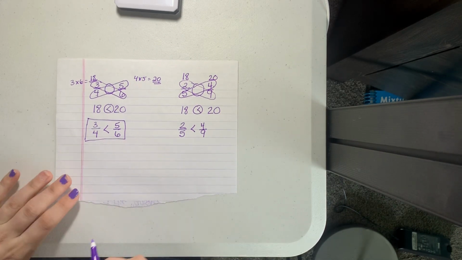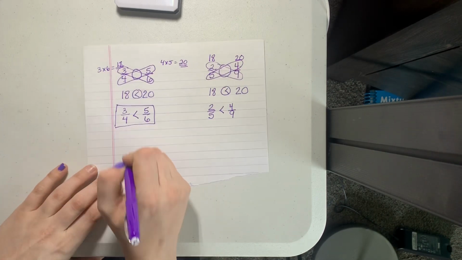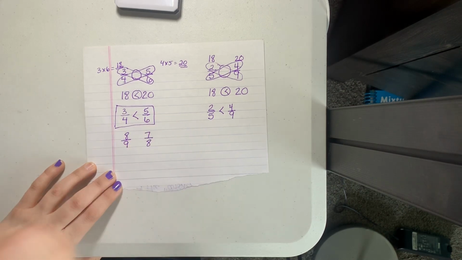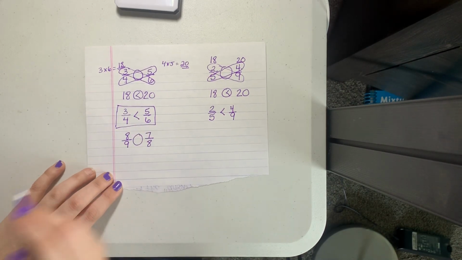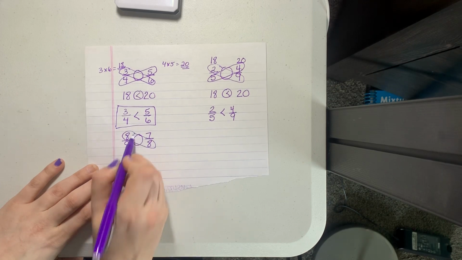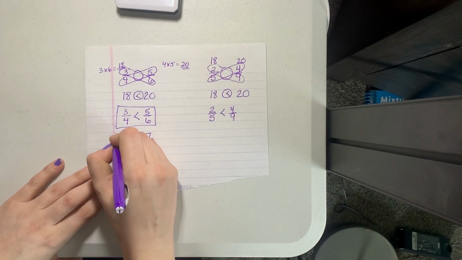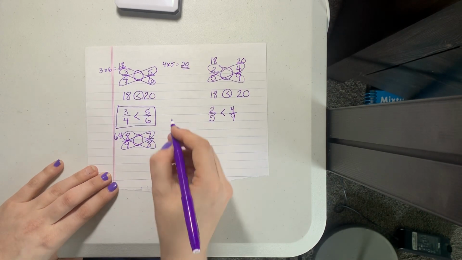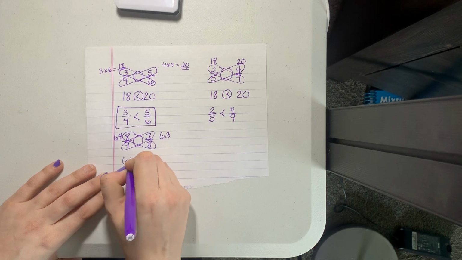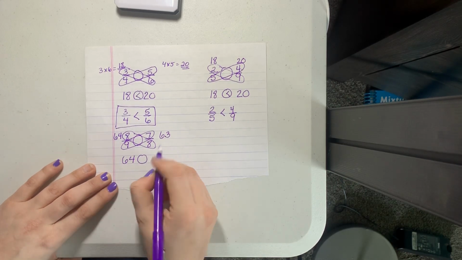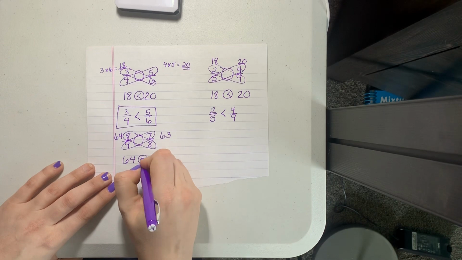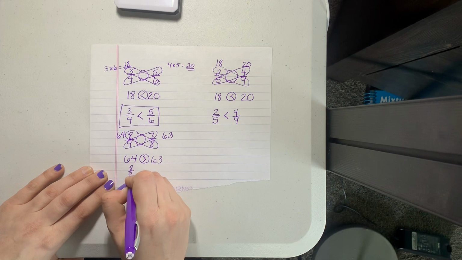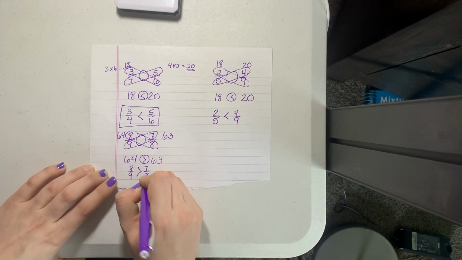All right, let's say I had another one. Let's say we had 8/9 compared to 7/8. So I use my butterfly to cross multiply. 8 times 8 is 64. I use my butterfly, cross multiply. 9 times 7 is 63. So if I look, I'm going to take 64 compared to 63, which of course 64 is greater than 63. So my final answer would be 8/9 is greater than 7/8.